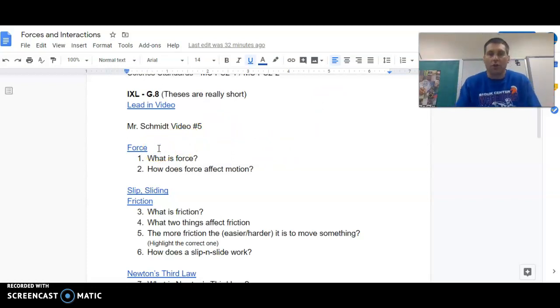The next one asks a question about forces. What is a force? What defines a force? And how does force affect motion? Why do we have to have forces in order for us to move in any sort of direction?